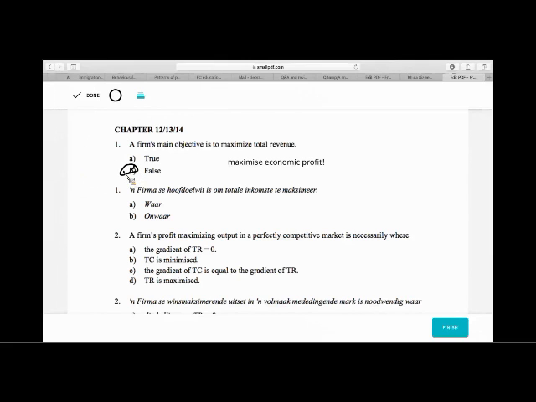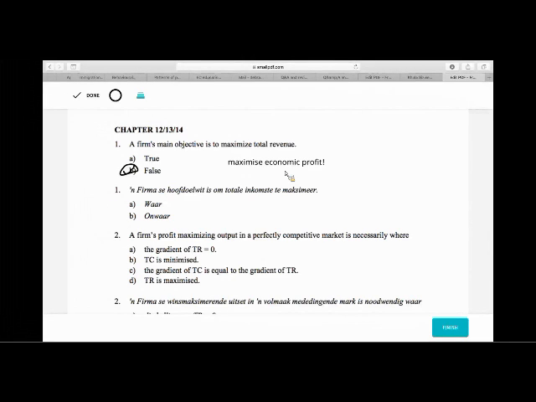Maximizing total revenue just means you're able to make the largest revenue you're possibly able to make. And getting to maximum total revenue might actually rely on having a very large total cost. So if you get to maximum total revenue, you might actually be making very little economic profit, because to do so you've had to produce a lot, and to produce a lot means having to incur a lot of cost. So a firm's main objective is not to maximize its total revenue, it's to maximize its economic profit. So the answer to this question is false.